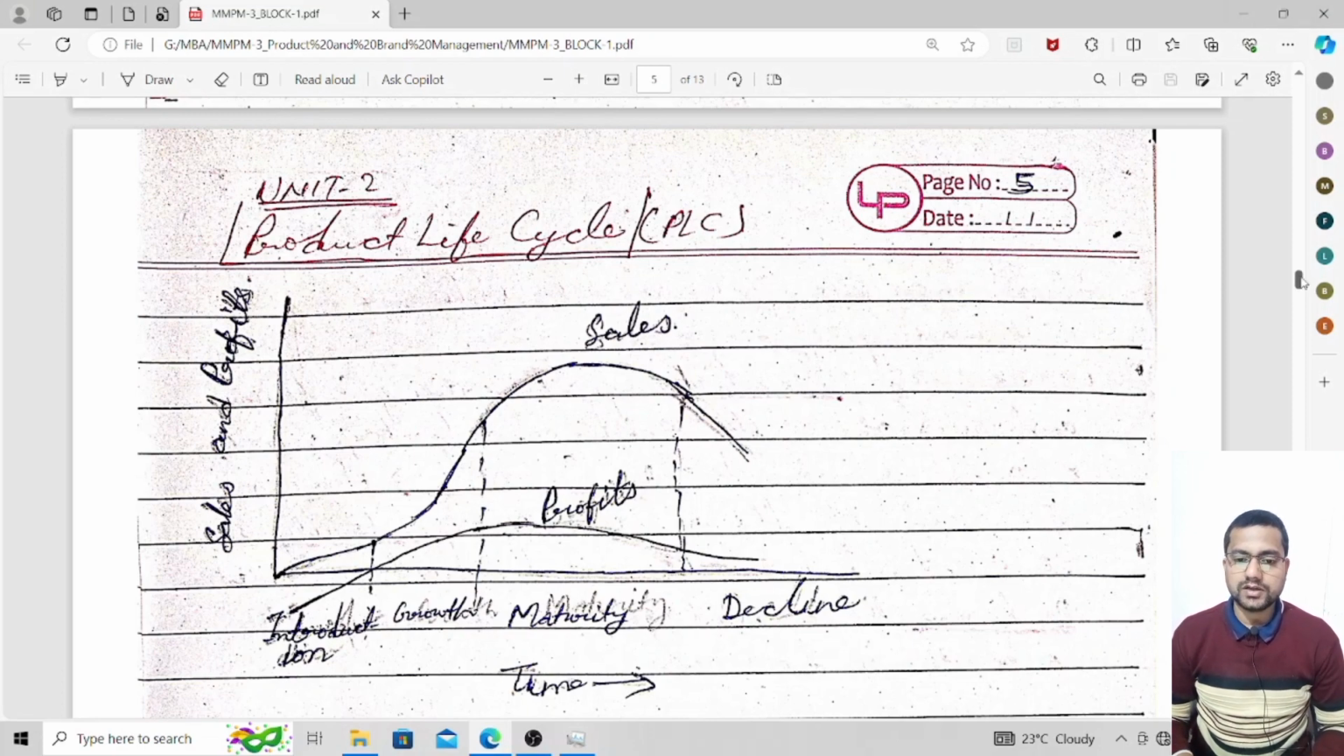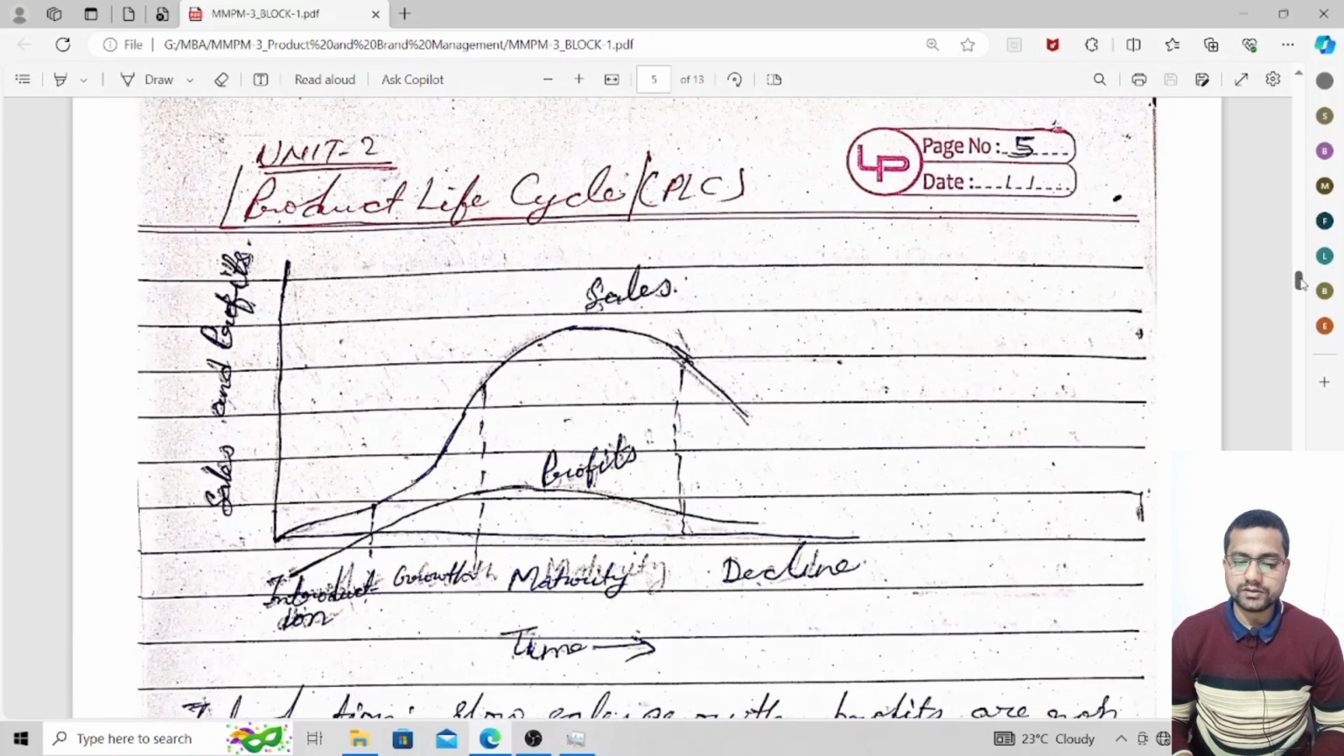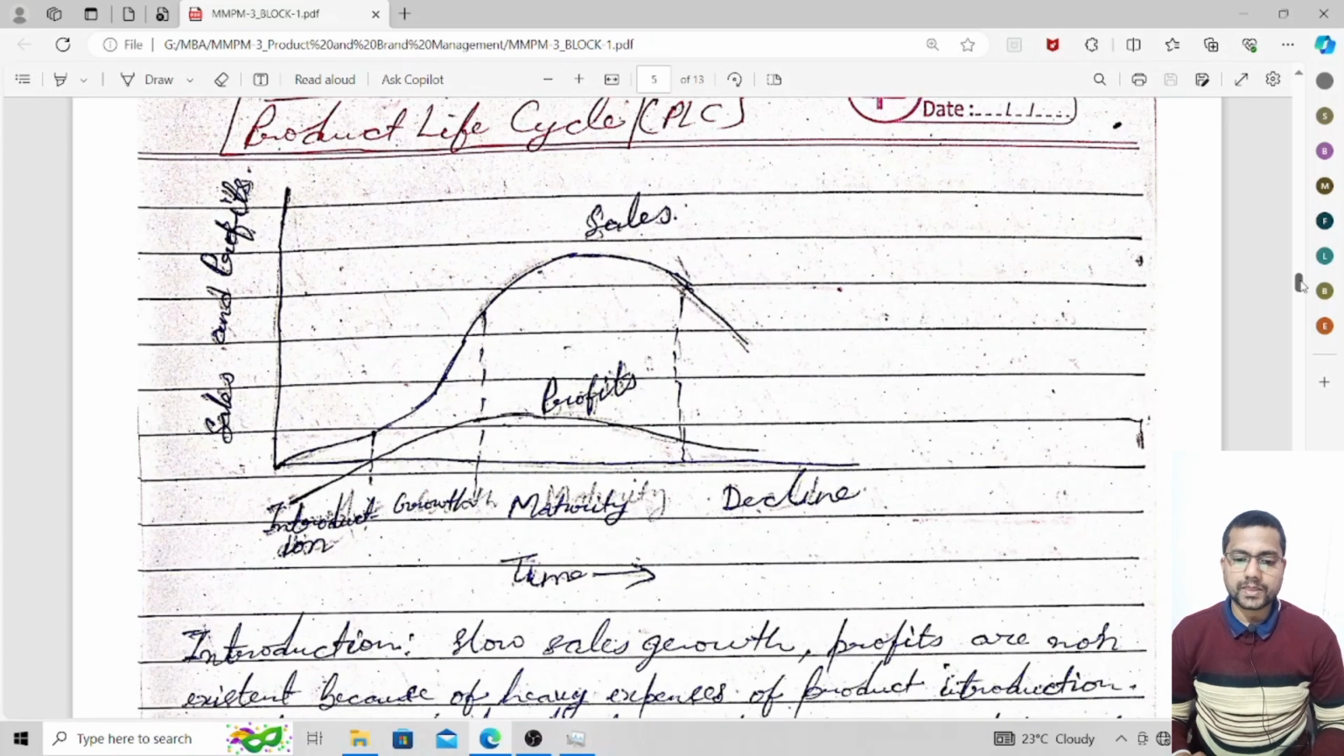Now let's start. As you can see on your screen, the first graph is the product life cycle. Product life cycle means the different stages of a product. In the life of a product there are particularly four stages. The first one is the introduction stage.